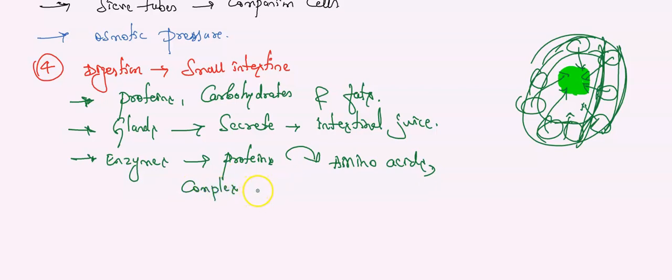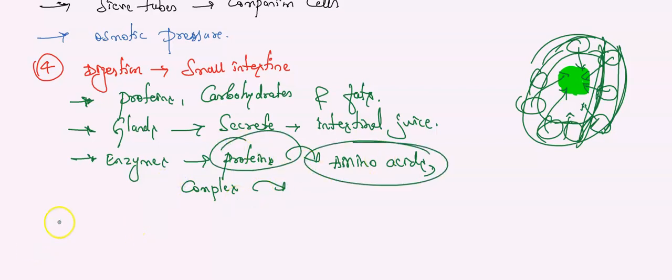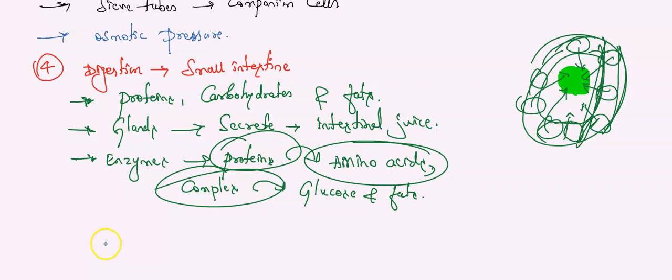See, proteins are converted into amino acids. Now complex hydrocarbons into glucose and fats. Sorry, complex hydrocarbons into simpler hydrocarbons. You make a note like this: complex hydrocarbons into simpler hydrocarbons. Complex to simpler hydrocarbons.